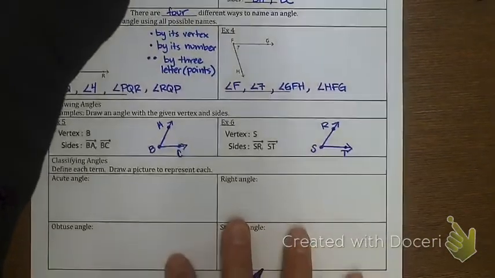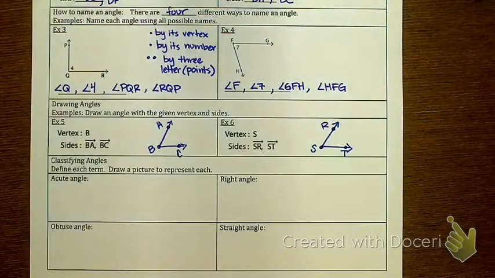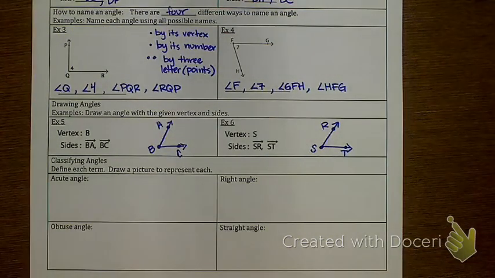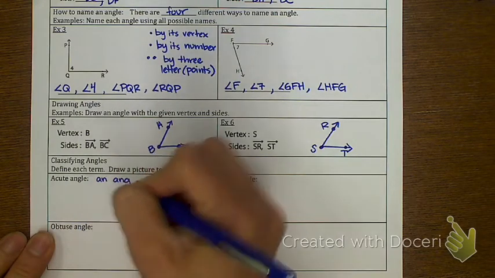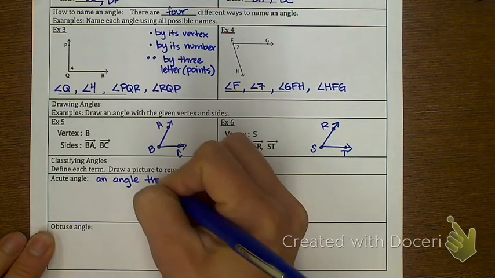Okay, let's go ahead and look at the last information we have here. Okay. So classifying angles. It says define each term and then draw a picture to represent each angle. So the first one we have is an acute angle. This is an angle that measures less than 90 degrees.